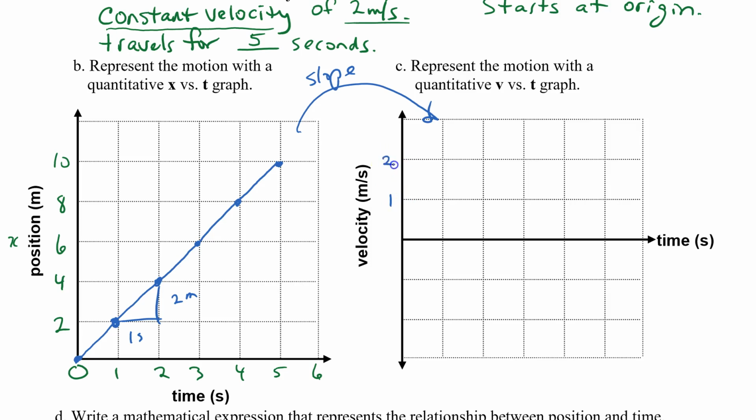So when I label this, I'm going to label that 1 and 2. And let me just make sure I don't go too far here. If I label the time 1, 2, 3, 4, 5, and 6. Again, I need to be a little bit careful not to go past the 5-second mark. So that would be my velocity versus time graph.